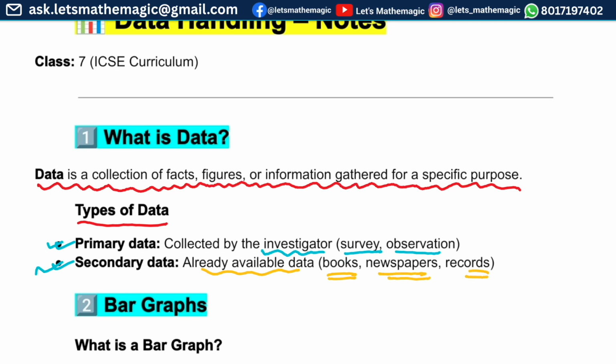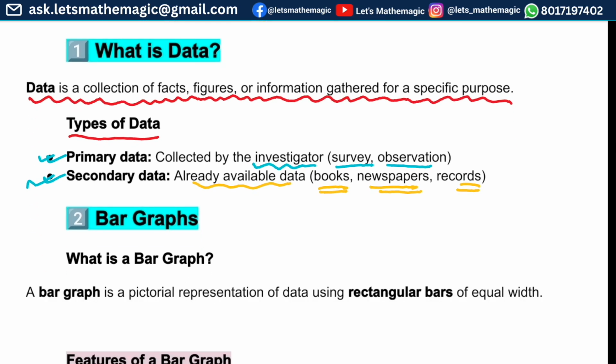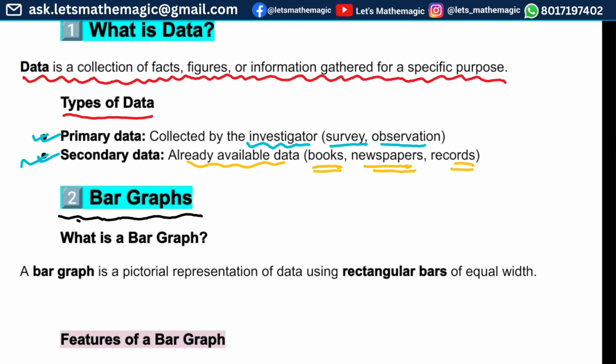Now especially in maths, with all those data we need to draw some visualizations. The first visualization that we have in class 7 is the bar graph. So now let's see what a bar graph is. I'm drawing a sample picture of it. You will be given a graph paper and all the given data, and based on that we are going to draw bars like that.